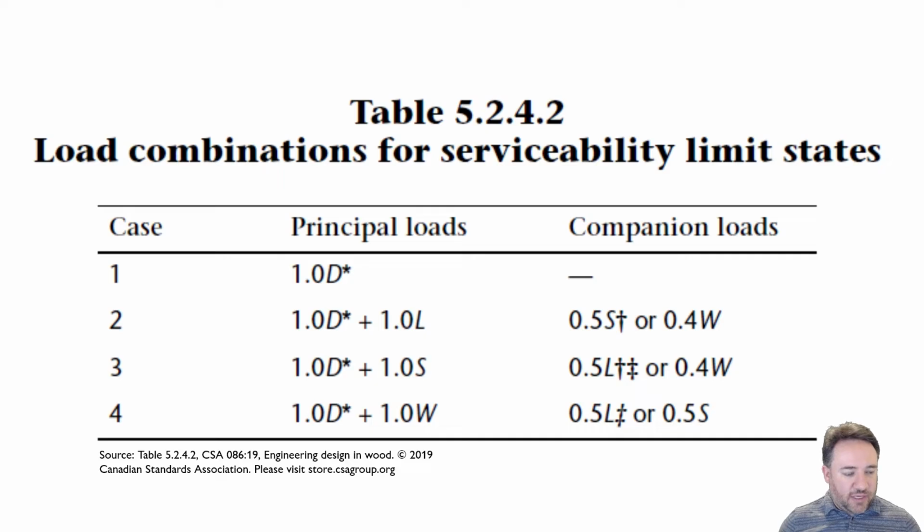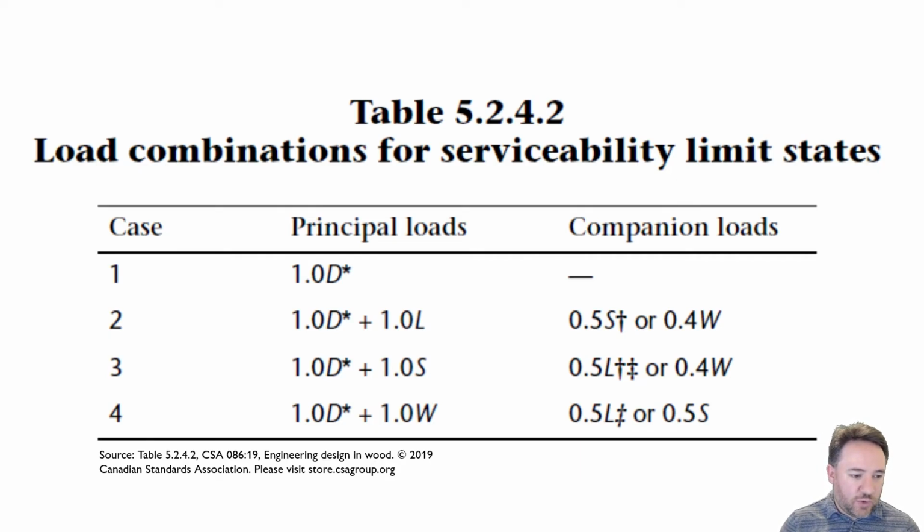This is from the O86 standard, which is basically copied from the NBCC, the National Building Code. And you can see that all of the load factors for the principal loads are all 1.0, so they're not factored up. And we still add companion loads, but we do them with either 0.5 or 0.4.